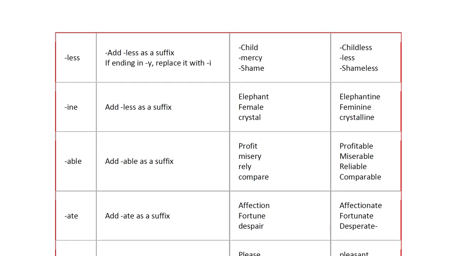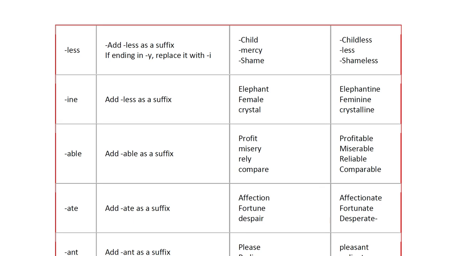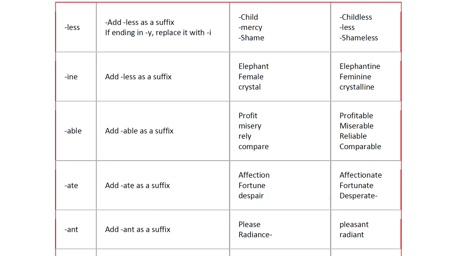Next one, less. Here, if it's ending with Y, you will remove it, and instead of Y, you will put I. Child, childless, mercy, here ending with Y, so remove Y and add I. Merciless. Oh, I have not written merciless as it is. M-E-R-C-I-L-E-S-S, please write it down. Merciless, not just less. Shame, shameless. So merciless.